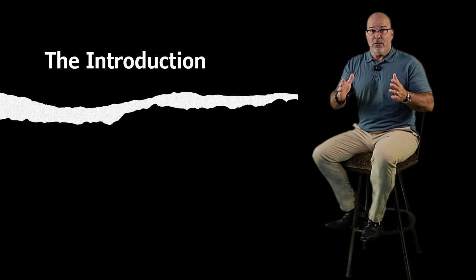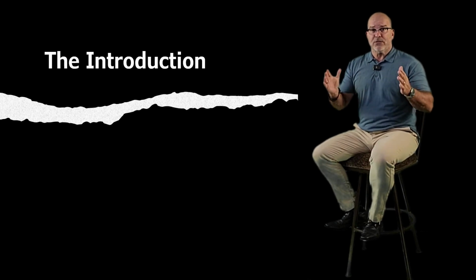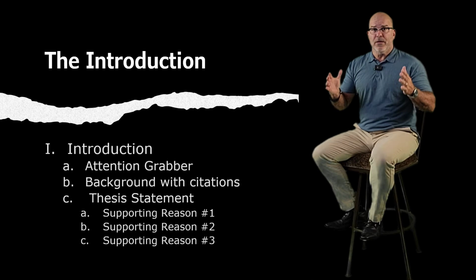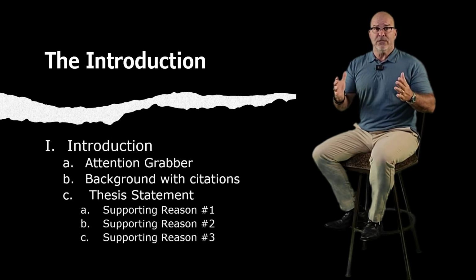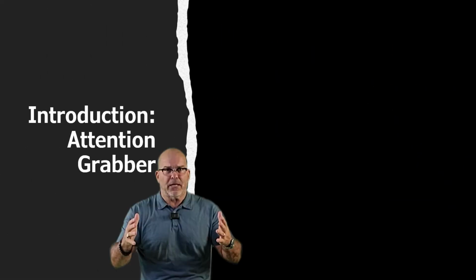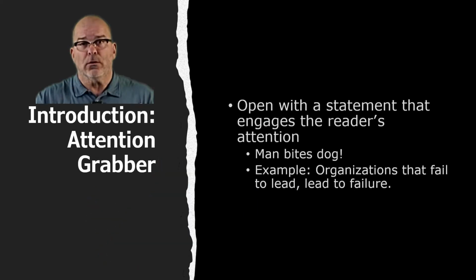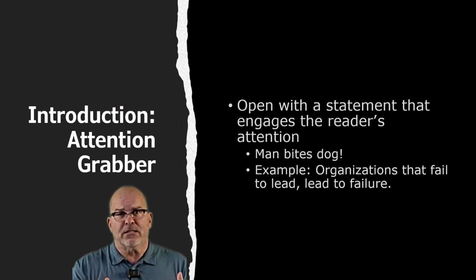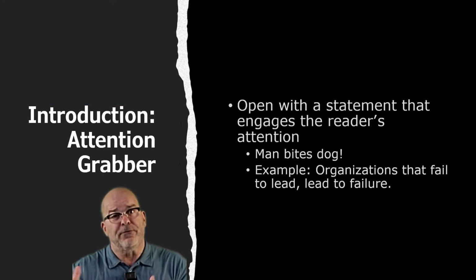So let's get started. With the introduction, it's best to start with an attention grabber, then provide background with citations, and then a thesis statement with 3 supporting reasons. This is often called the 3-pronged thesis. Okay, let's get started with the attention grabber. This is that opening statement that engages the reader's attention, like man bites dog. Or, in a specific example that will continue through this video, organizations that fail to lead, lead to failure.